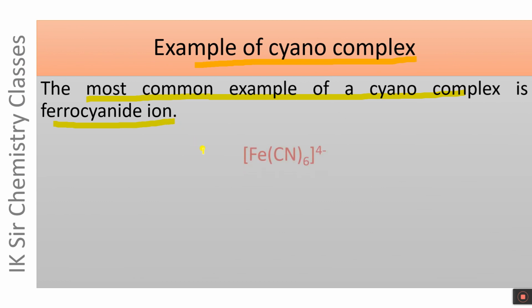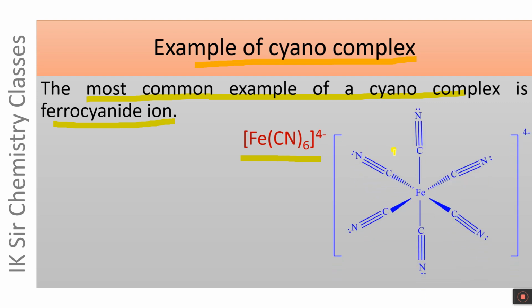Its formula is [Fe(CN)6]4-, and its structure is given below. CN minus ion is coordinated to Fe2+ ion through its carbon atom. There is 2 positive charge on Fe and 6 negative charge on 6 CN minus ions. Therefore, overall charge on the coordination sphere is -4.